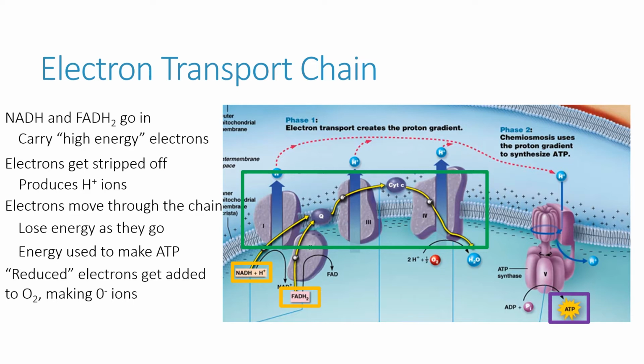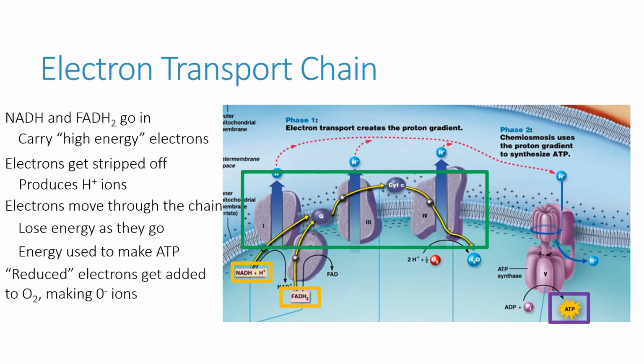Those reduced electrons, because they have lost energy as they've gone through these steps, wind up getting added to oxygen and splitting oxygen into a couple of O- ions. This is why oxygen is so important. Without that oxygen, these electrons wouldn't have anywhere to go, and the electron transport chain would stop working. And we wouldn't get as much ATP as we need to really power our cells and power our bodies.